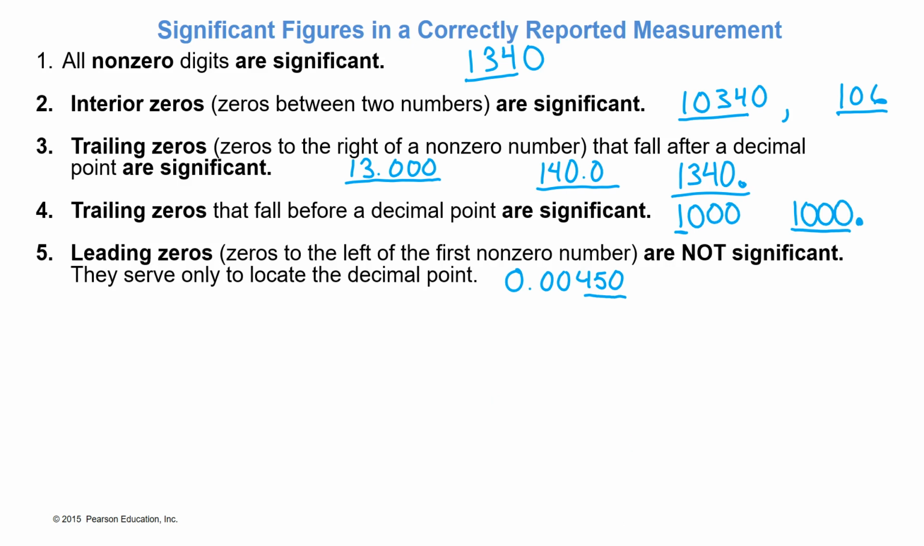More than likely, this was a number that we measured in a smaller unit and we converted it to a larger unit. So we might have measured it in millimeters and we converted it to meters or something like that. So if you have a number that has a decimal point and it's zeros at the beginning of it, you don't start counting until the first non-zero number.